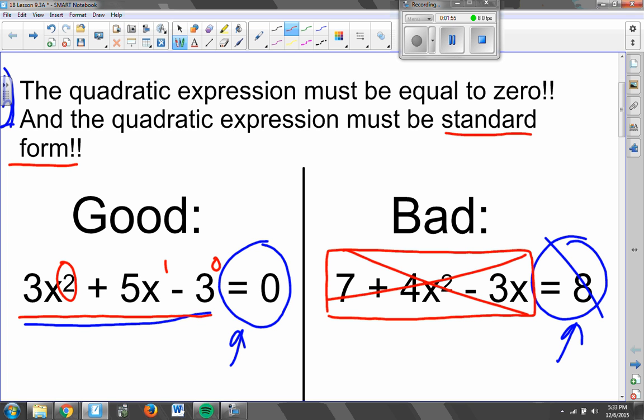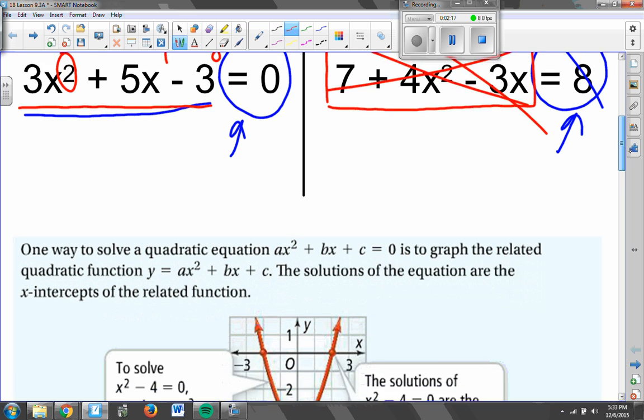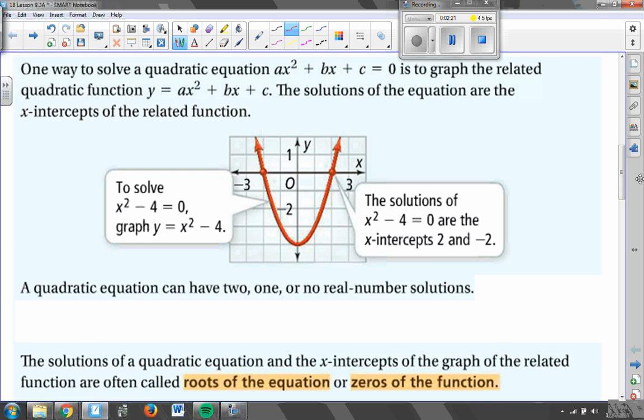So if we want to solve a quadratic equation, it has to look something like this one, and not like this one. Once we have our quadratic equation in standard form equal to 0, there are a couple ways that we can solve it. One way is to graph the related function ax squared plus bx plus c. We'll put a y equals and make a table of values like we did in previous sections. The solutions of the equation are the x-intercepts of the related function.